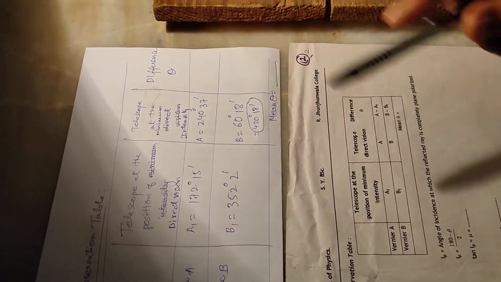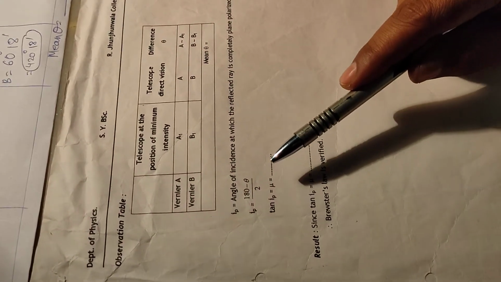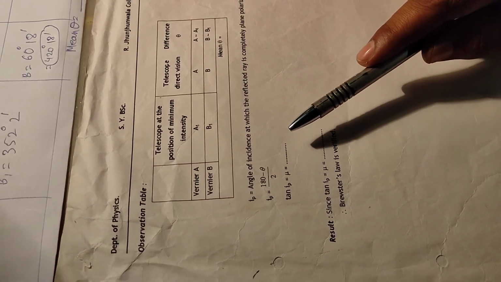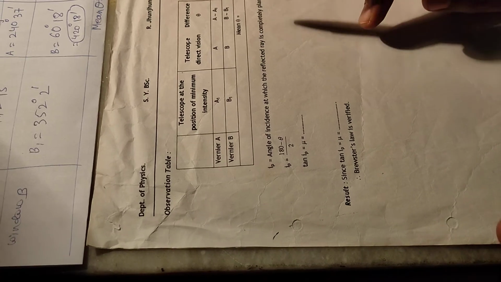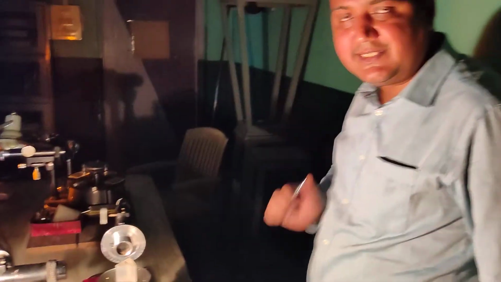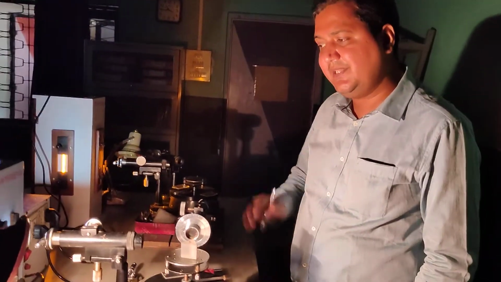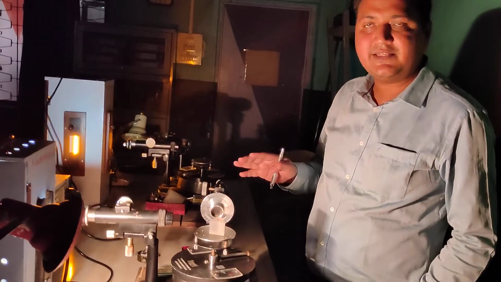So in this experiment, theta is around 68 degrees, and the IP value is around 50-something. Okay, and the mu value is around 1.5, which I am getting in this experiment, and that is the expected value. So since the value is matching with the expected value, we can say that Brewster's law is verified. So in this experiment, Brewster's law is verified.